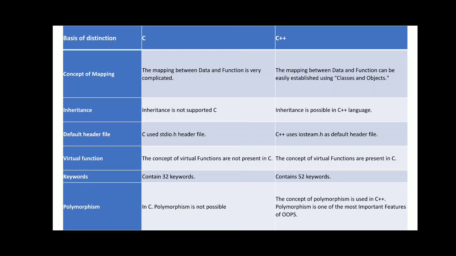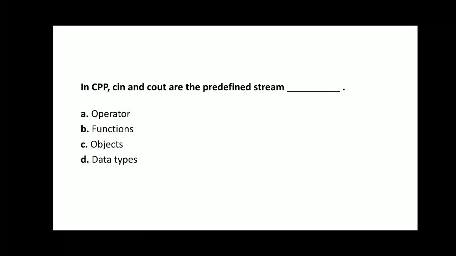All the keywords that are in C are also in C++, but some keywords are in C++ which are not in C, like try, catch, throw, and public, private, protected. All these keywords are in C++, but not in C. Polymorphism is not possible in C, but there is the concept of polymorphism in C++, that is overloading and overriding: function overloading, operator overloading, and function overriding. So these are the differences between C and C++.